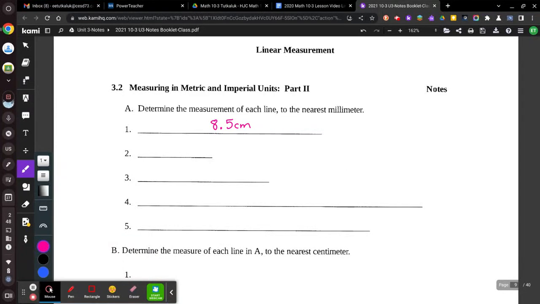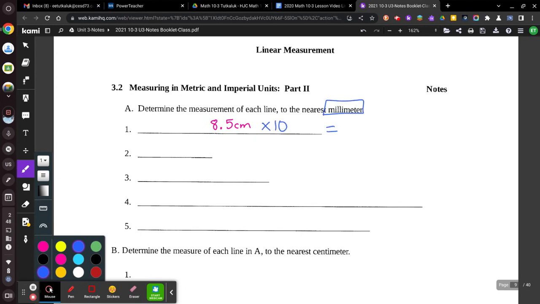Okay, this is metric to imperial part 2. Now we're actually going to be drawing them and measuring what has been drawn for us. So this first one gives us centimeters. It is 8.5 centimeters. We times by 10 to give us our millimeter answer. So our first one is going to give us 85 millimeters. You will confirm with your own ruler after.